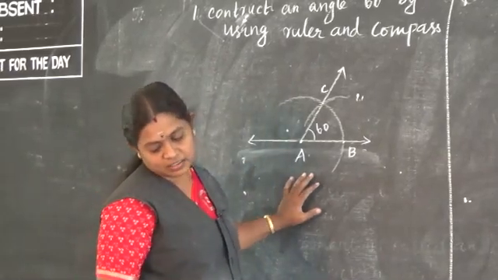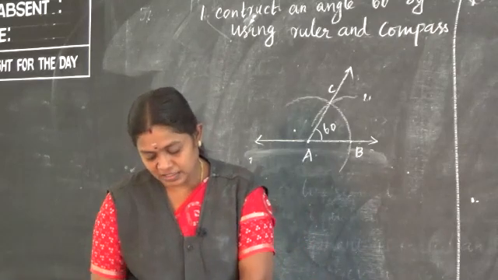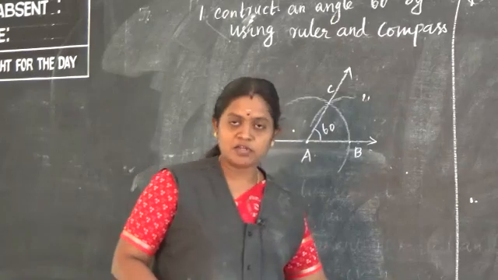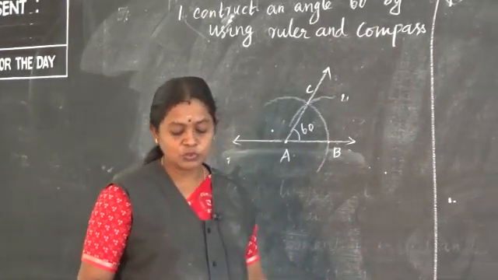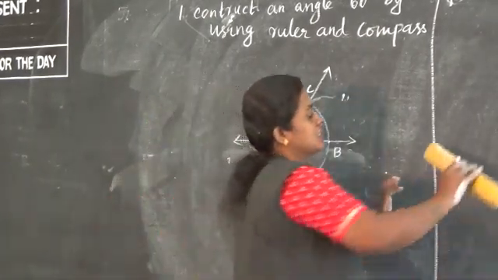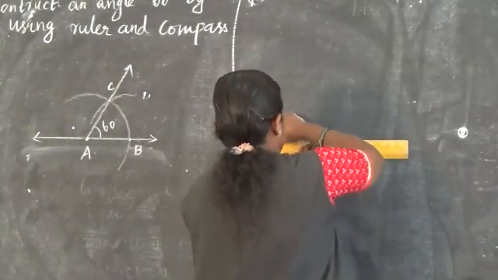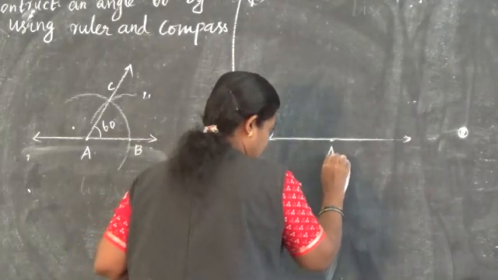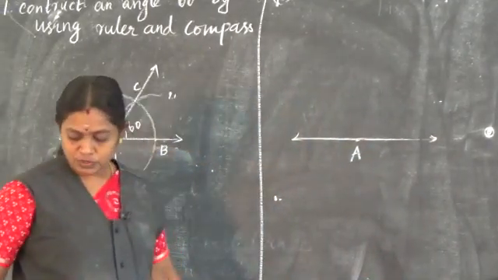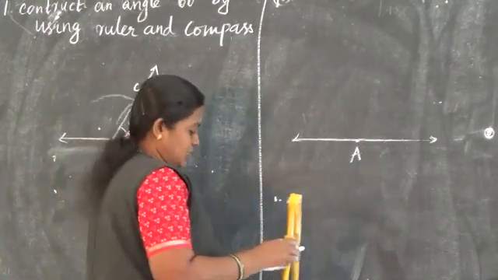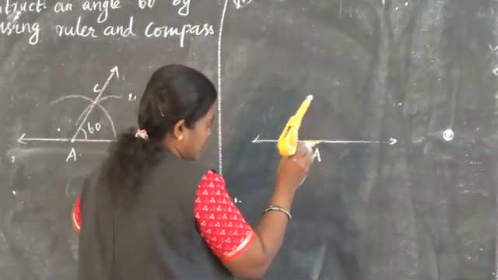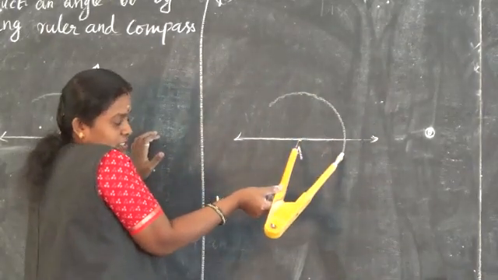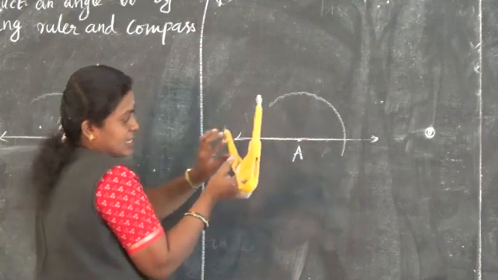Now we will construct the second angle. What angle is given to us? 120 degrees. Now also I will not use the protractor, only ruler and compass. Draw a line, mark a point A on it. Now take your compass, any convenient radius, and draw the arc. You should not change the radius.